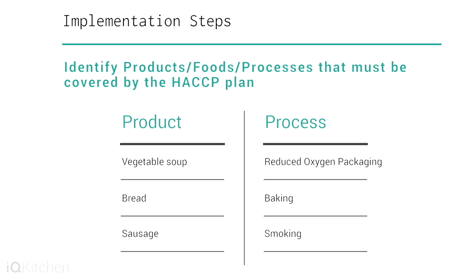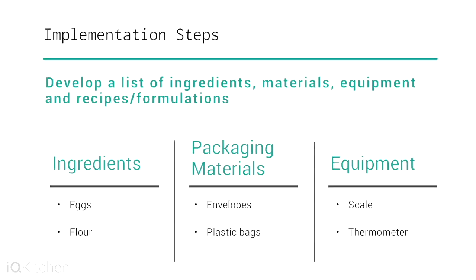2. Identify products, foods, processes that must be covered by the HACCP plan. Next, the HACCP team should write a categorization of the types of potentially hazardous foods that are covered. 3. Develop a list of ingredients, materials, equipment, and recipes formulations. Review everything that shows methods and control measures that address the food safety concerns involved.